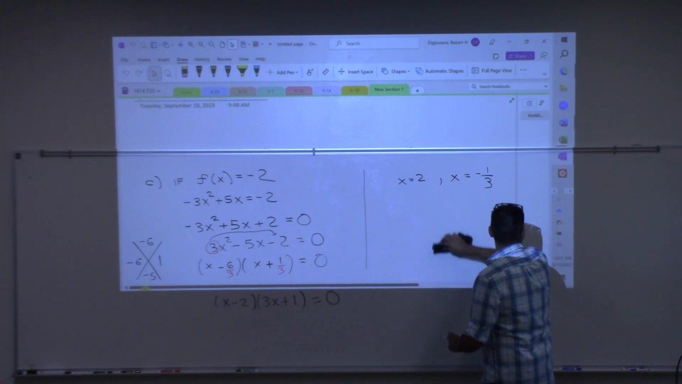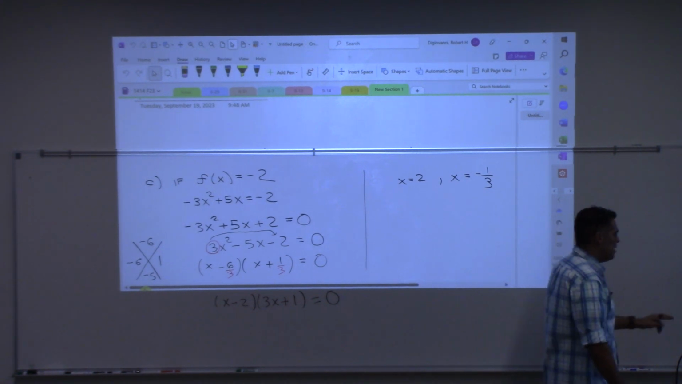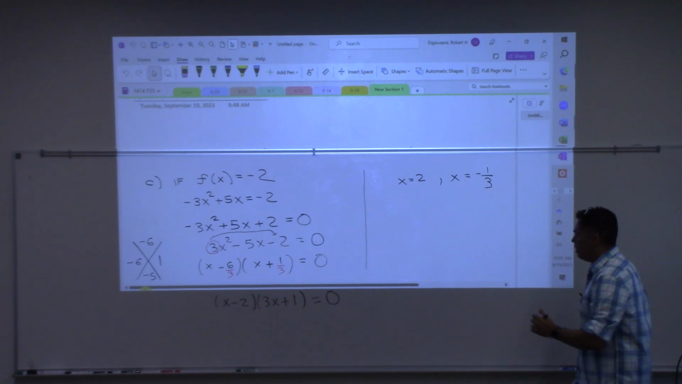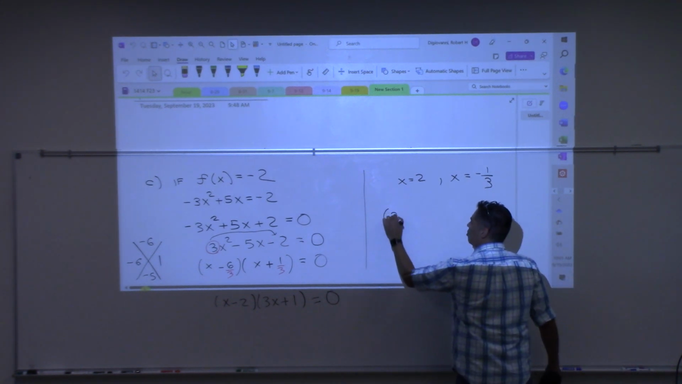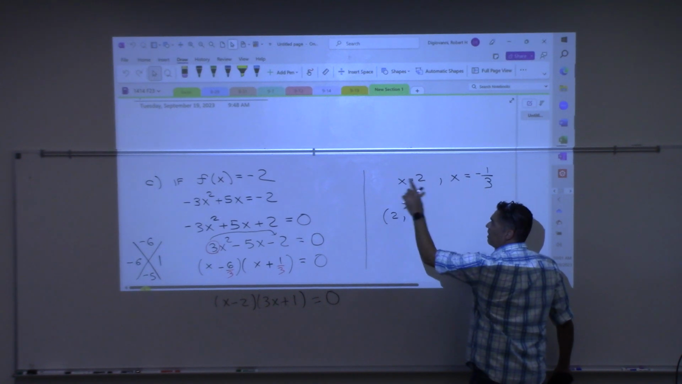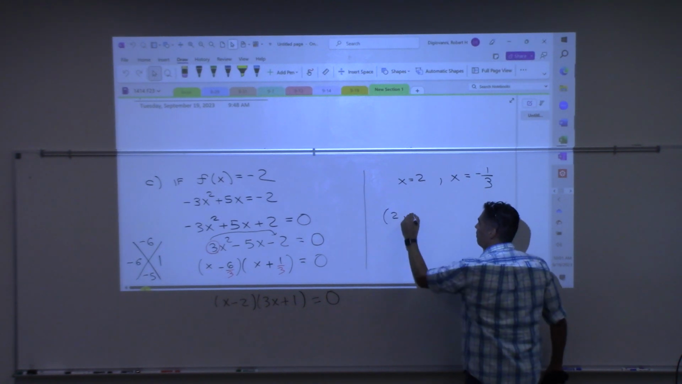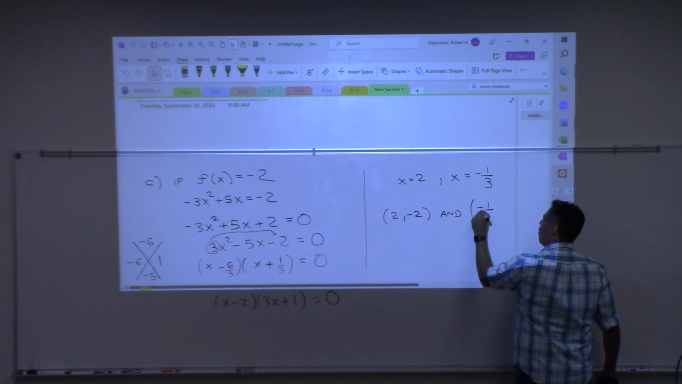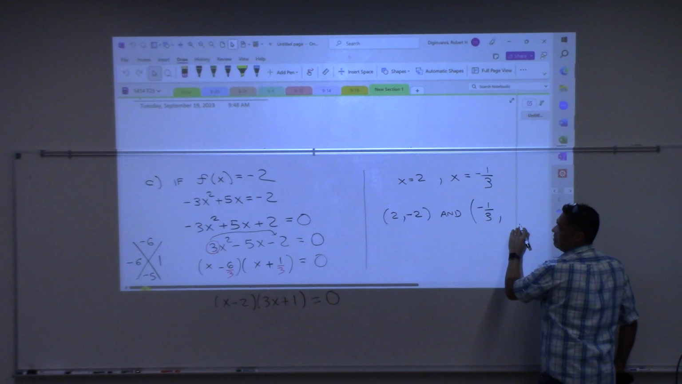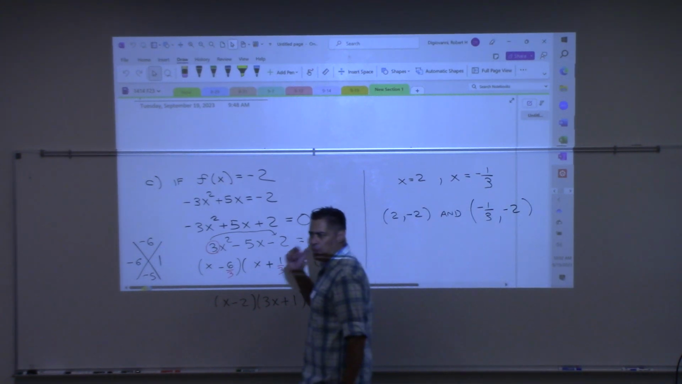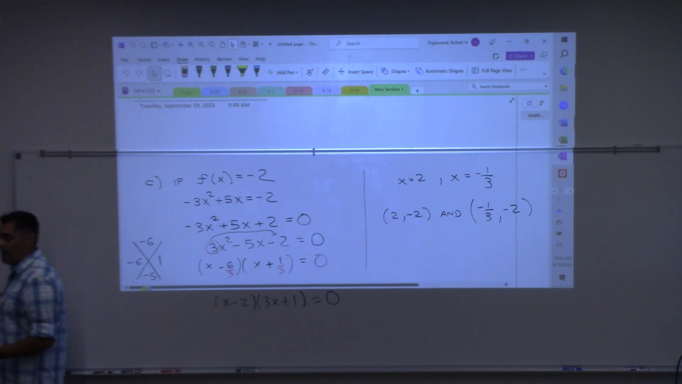All right, so the question was, if f of x is negative 2, what is x? And what point or points are on the graph of this function? So I know that when I plug in 2, what does it spit out? Negative 2, right? That's where I got this from. And I also know that when I plug in negative 1/3 for x, it spits out negative 2 as well, right? So there are 2 points on that graph that correspond to that y value of negative 2.